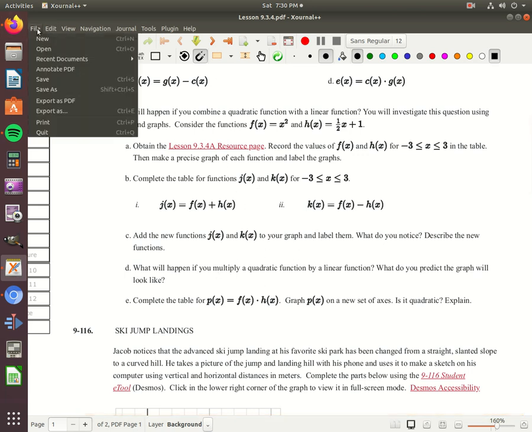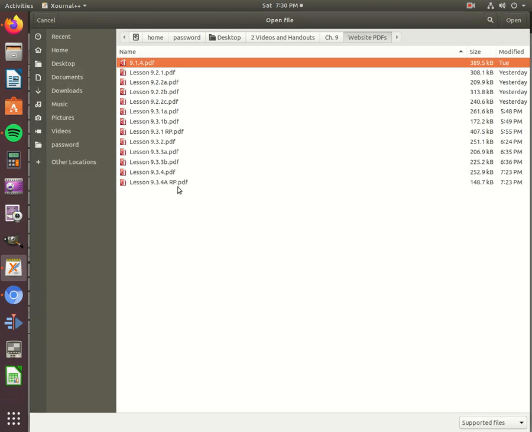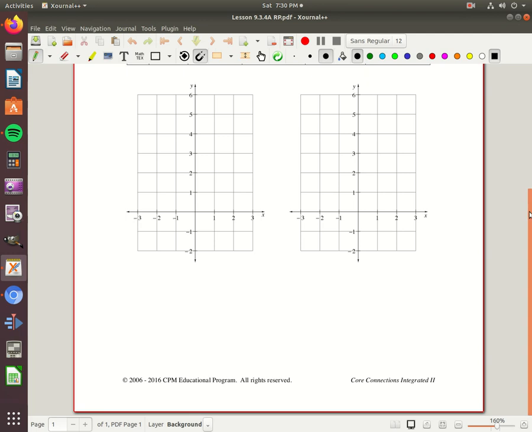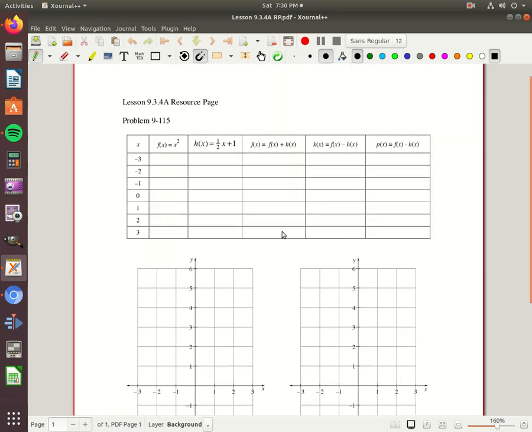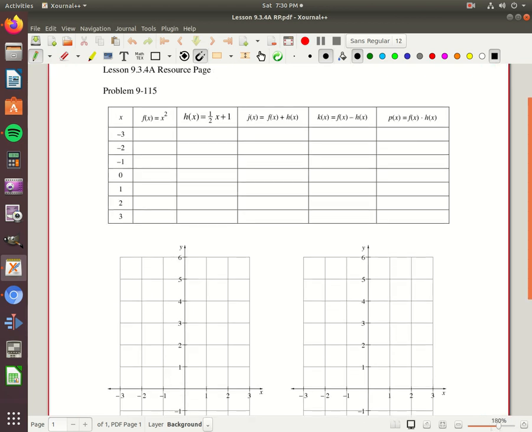So I think it makes sense at this point to jump over to that resource page so you can see what it is that we're talking about. So as we go here, it wants us to fill in this table, and there's a lot going on with this table, so I'll sort of fill it in as we go. Kind of be patient with me here.